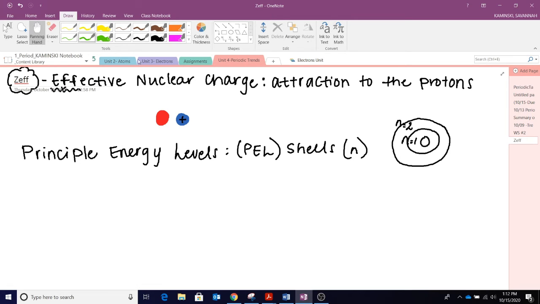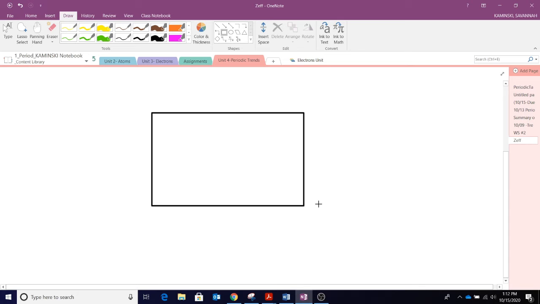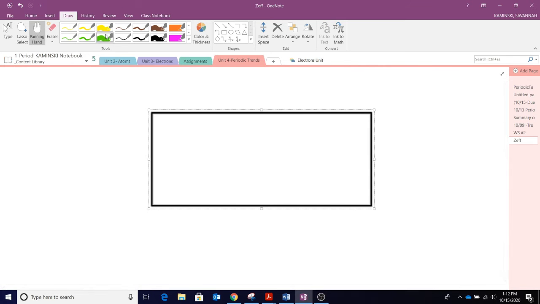So I want to connect this to what we already know about the periodic table. So here we go. Here's our periodic table. Whenever we go down the periodic table, the thing that impacts every single trend is the principal energy levels. So the number of rings that an atom has is what has the biggest impact on the trends as we go down the periodic table.